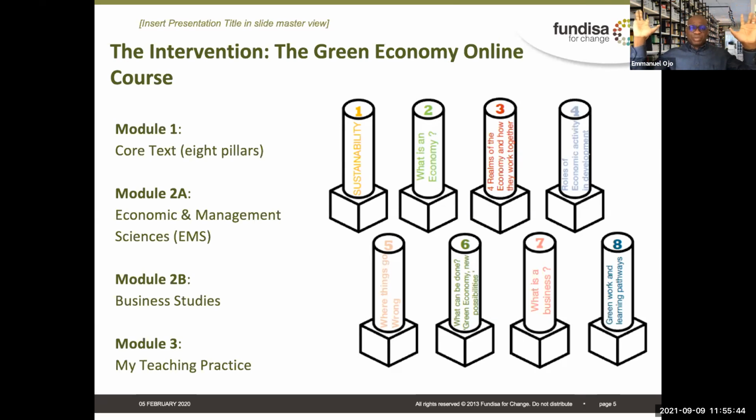They are more or less like the beam holding the 2 other modules, which are EMS and business studies, but also trying to bring in how the teachers will operationalize the knowledge they gain through this project in the classroom with the learners, to make sure that at least the learners can make the connection between sustainability, the economy, and issues around what the business is. Because at the end of the day, we all have to take responsibility for the way we manage the environment, including the commerce course that we are talking about.